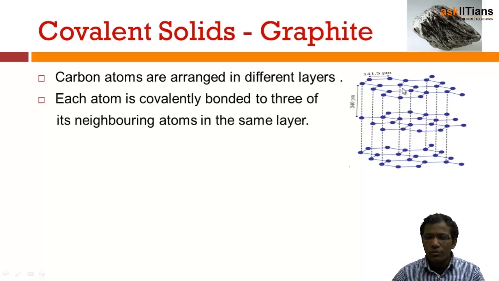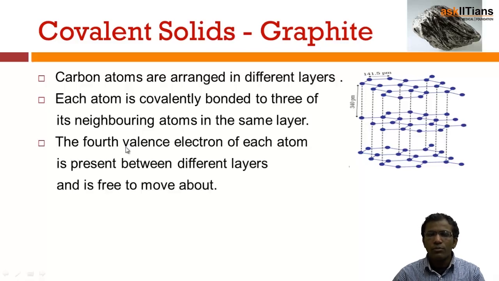In one particular layer, if I take one particular carbon atom, it is covalently bonded to 3 carbon atoms. This is one carbon atom, one more, and one more. This particular carbon is bonded to only 3 carbon atoms in the same layer. We know that carbon has 4 valence electrons and is capable of forming 4 bonds. So what will the 4th valence electron do? The 4th valence electron of each carbon atom is present between the layers and is free to move about.